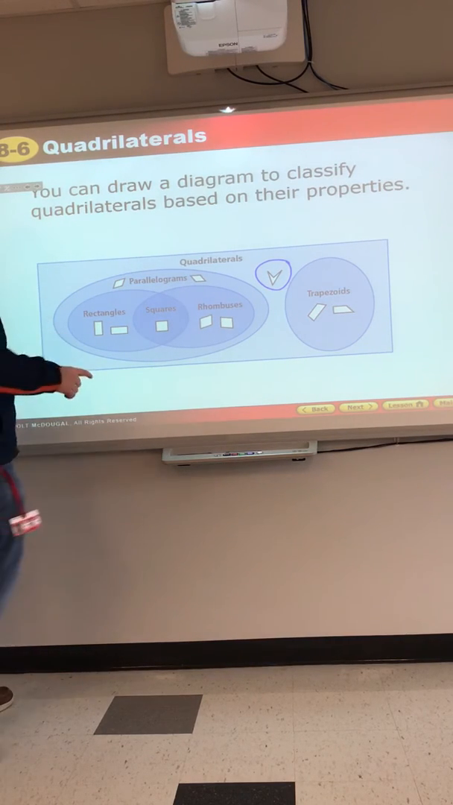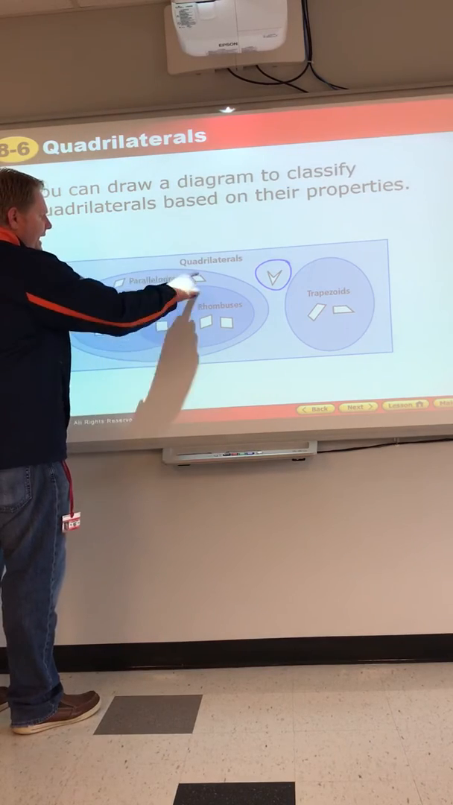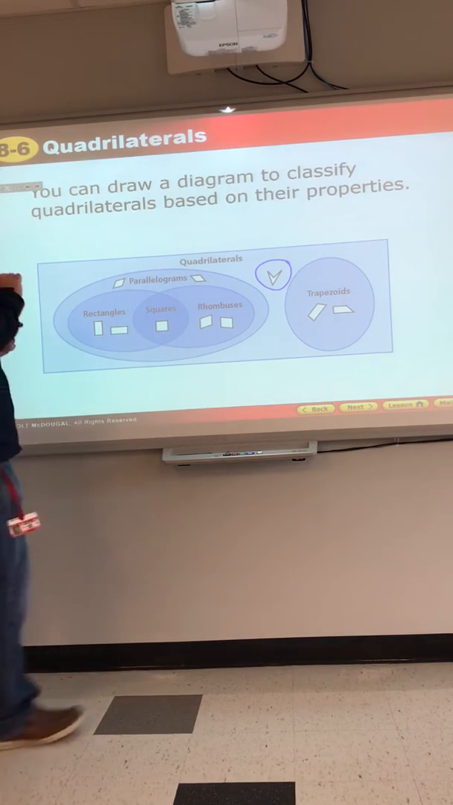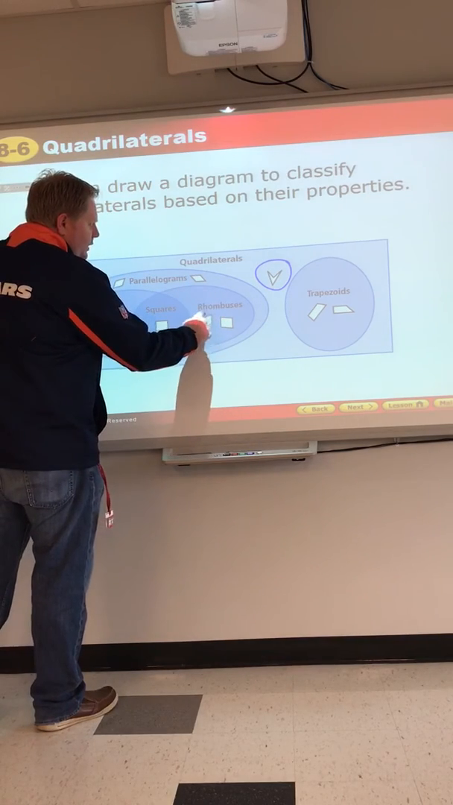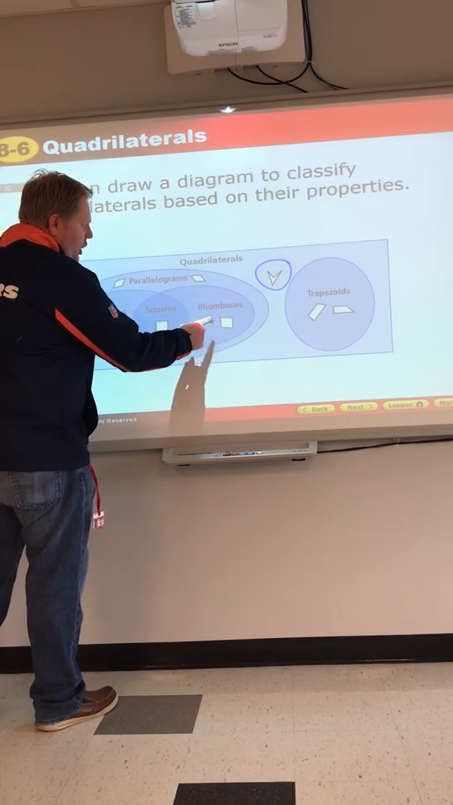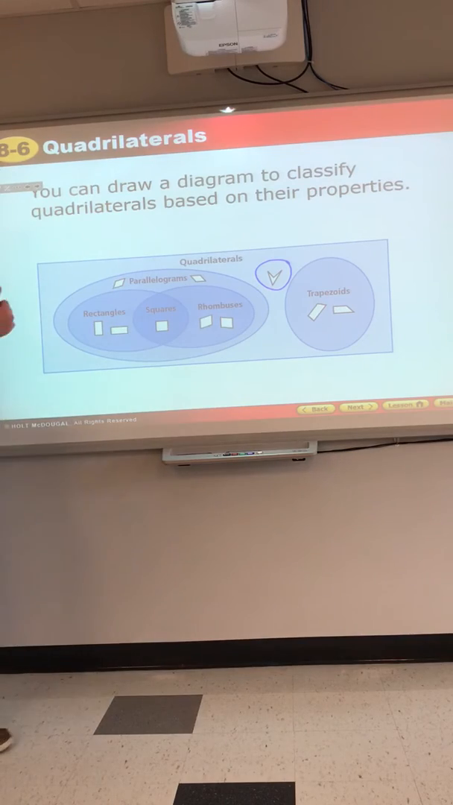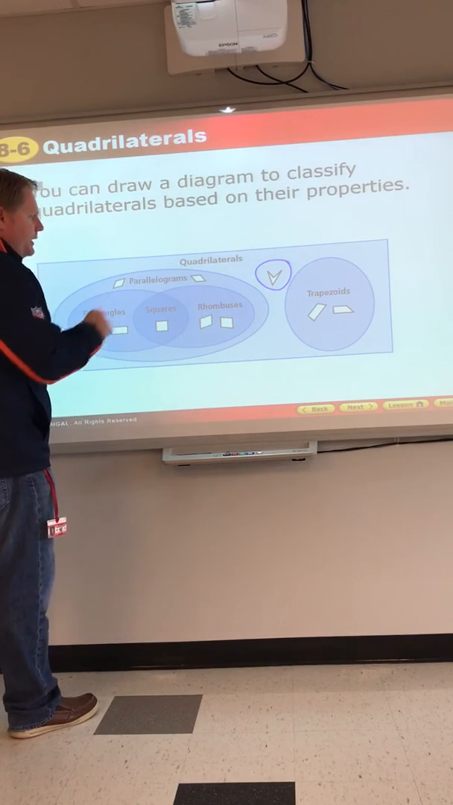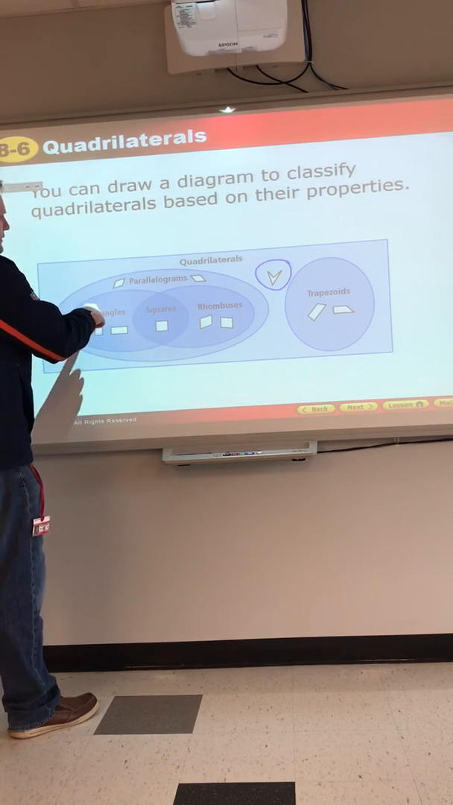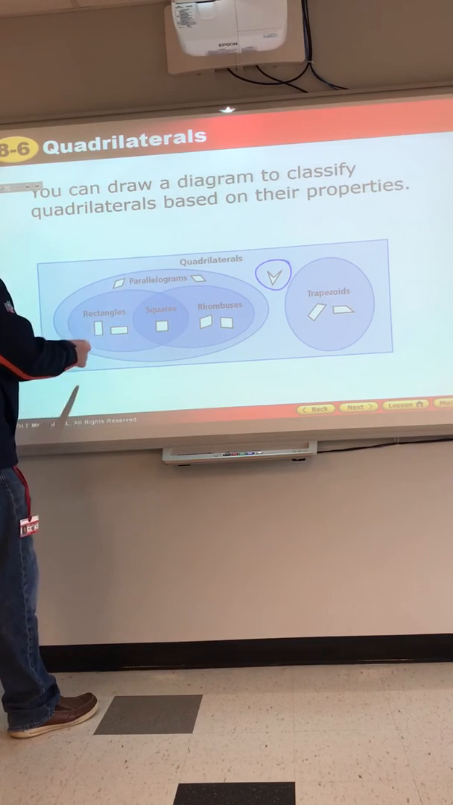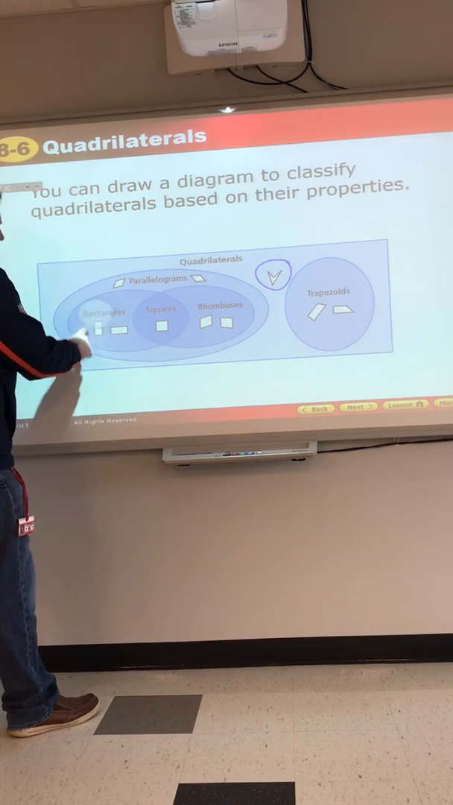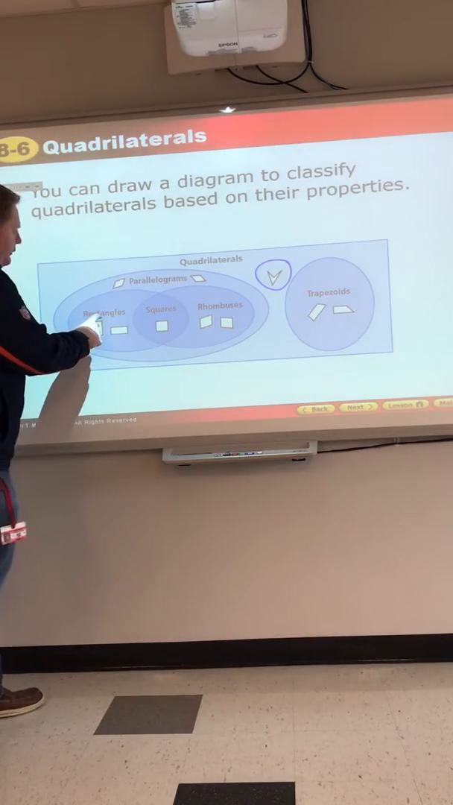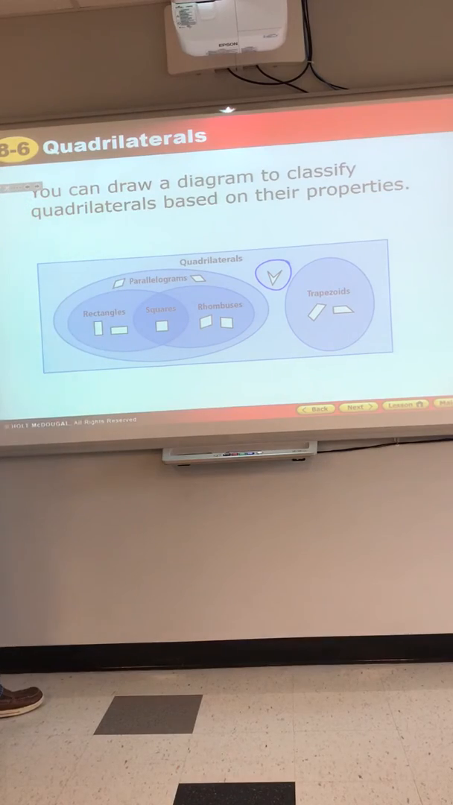Now, parallelograms will have 2 sets of parallel sides that are congruent. We can get more specific. Rhombuses will have 4 equal sides that are congruent. So every rhombus is technically a parallelogram. Now, rectangles are kind of like parallelograms, but they have 4 90s. So to be a rectangle, you have to be like a parallelogram and have 90s. But every rectangle is a parallelogram.